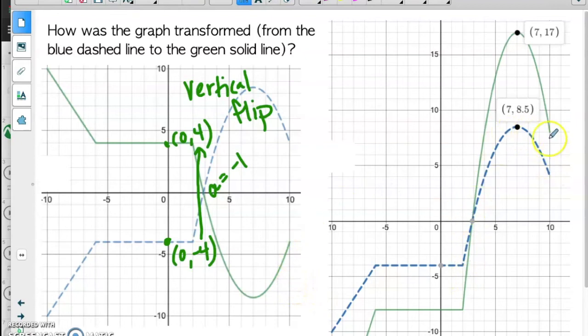In the next example, I've highlighted here 2 points from the original Desmos graph. And let's look at what has changed. Notice that the x-coordinate has not changed, but the y-coordinate has changed. And we see clearly a stretch. So we just need to know by what factor has the y-coordinate changed. What could you multiply by to go from 8.5 to 17? 8.5 times 2 gives us 17. So this means that A is positive 2.